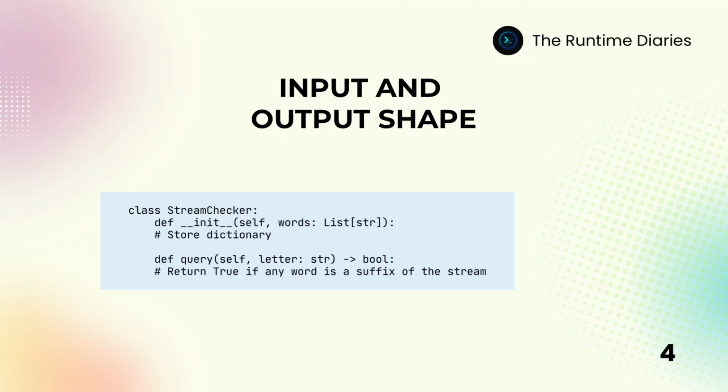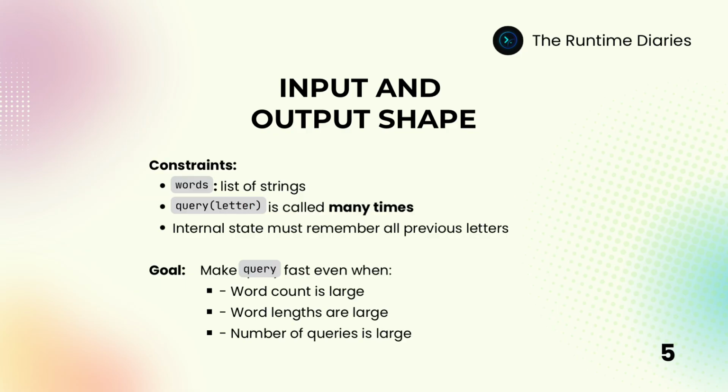Okay, so how does LeetCode actually frame this? We need to implement a class called StreamChecker. When we initialize it, we give it our list of dictionary words. Then, there's a method called query with the parameter of letter that gets called over and over again. Each time it's called, we receive one new letter. And we need to return true if any dictionary word matches the stream's ending right now, or false if nothing matches.